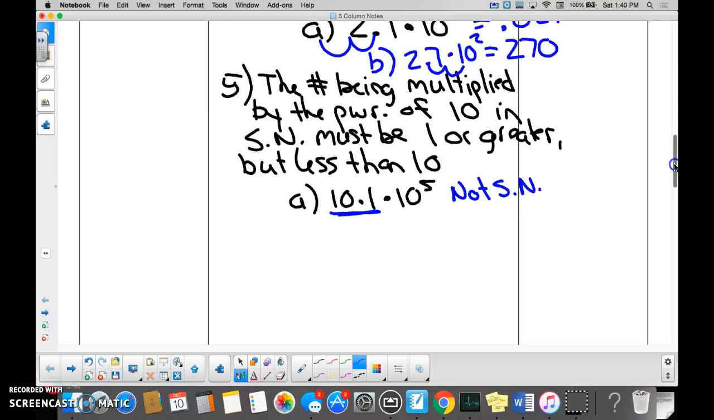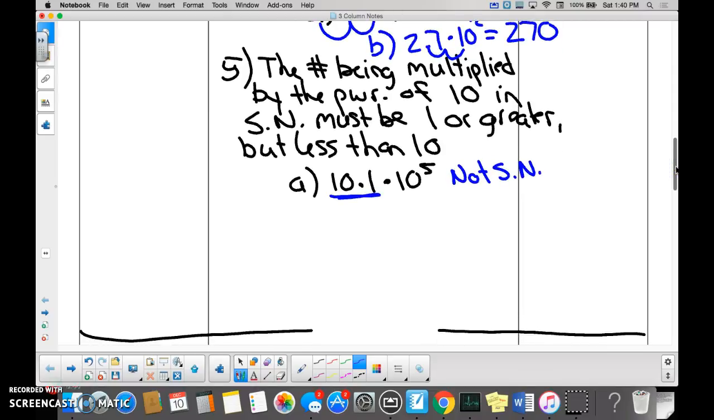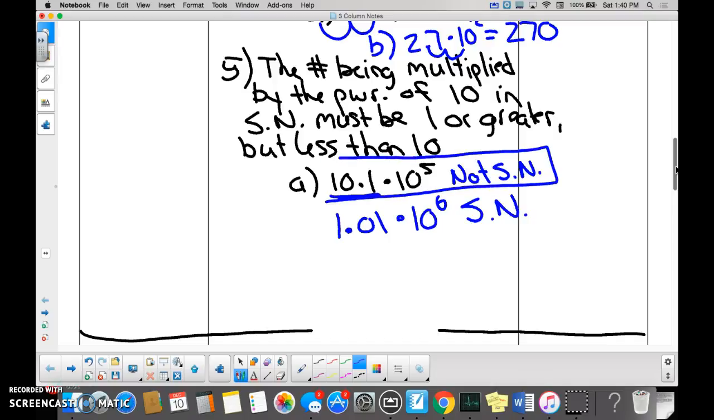Let's see here. So 10.1 times 10 to the 5th really has to be written, if you see this, as 1.01 times 10 to the 6th. This is scientific notation, and it gives you the value you're intending. As you notice, I moved the decimal point one place to the left, which puts it right there, which means I have to add an extra power of 10 to my scientific notation. Hopefully that makes sense. I feel like it's a little bit tricky.